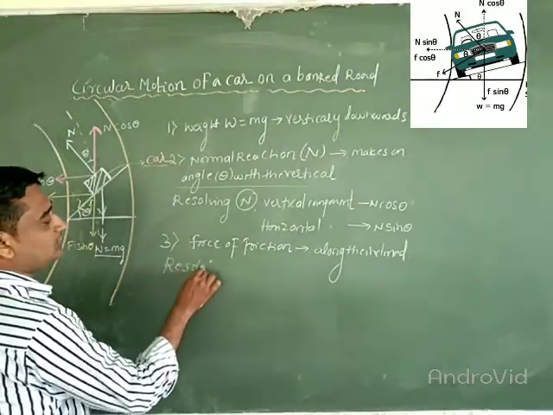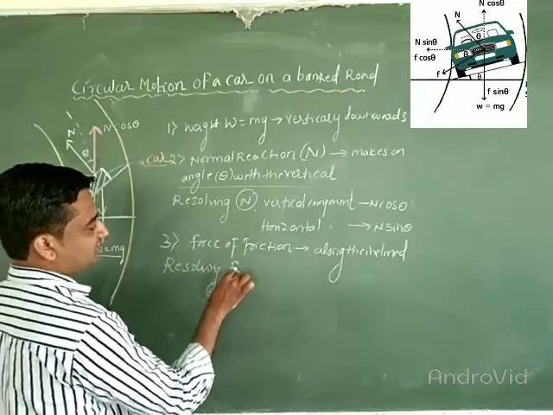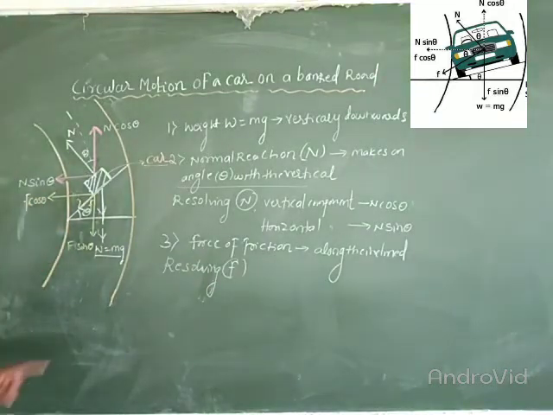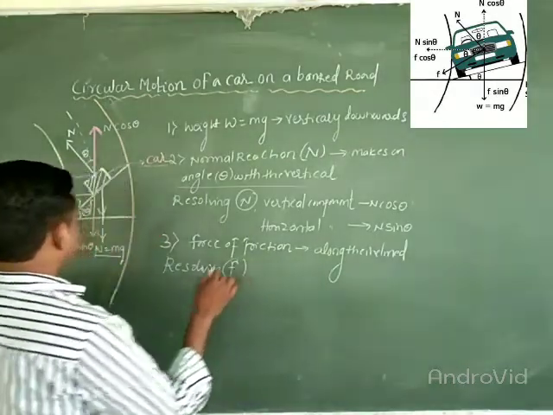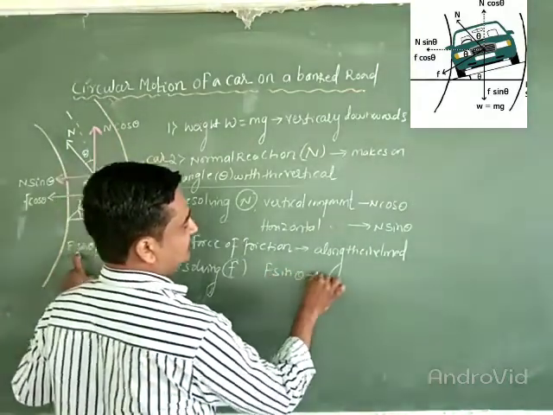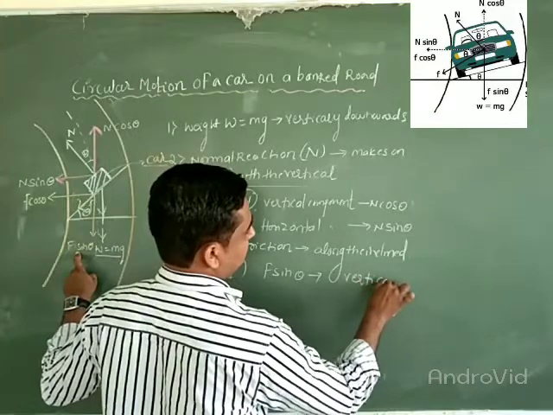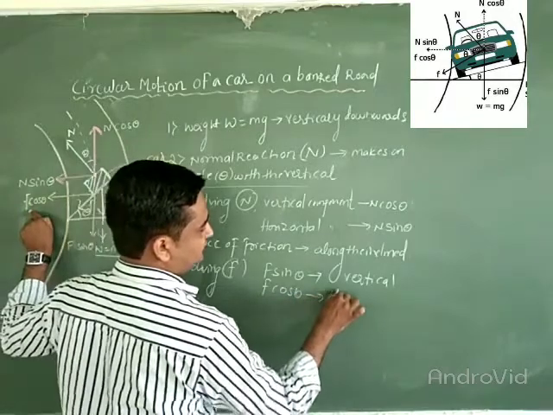Resolving the force of friction F into horizontal and vertical components, the vertical component is F sin theta and the horizontal component is F cos theta.